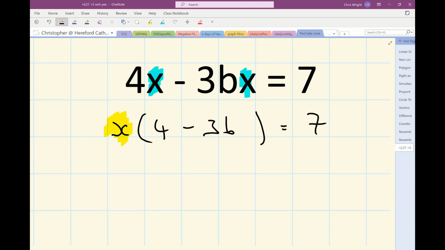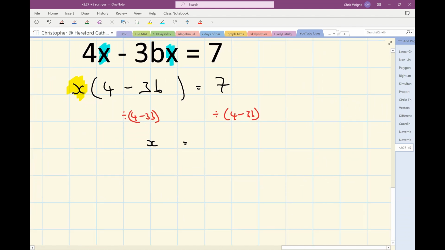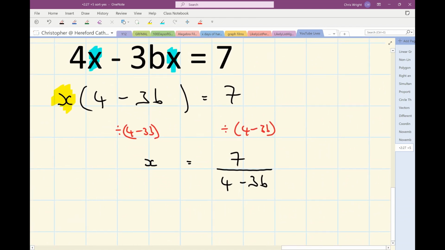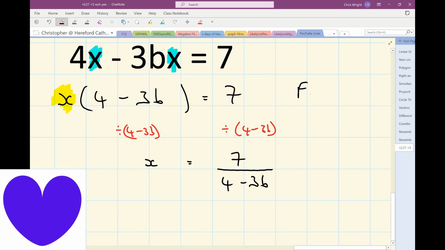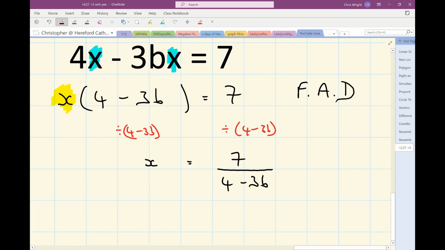And so that means that now I can simply divide both sides by 4 minus 3b, which means that on the left-hand side, I'm going to have x, and on the right-hand side, I'm going to have 7 divided by 4 minus 3b, 7 over 4 minus 3b. So when you're faced with a question such as 4x minus 3bx equals 7, remember to make those two x's 1, or to factorize and divide.